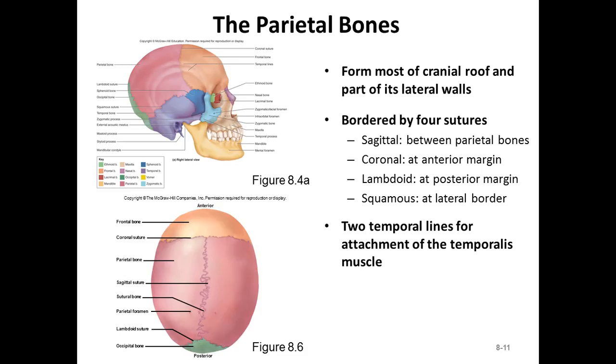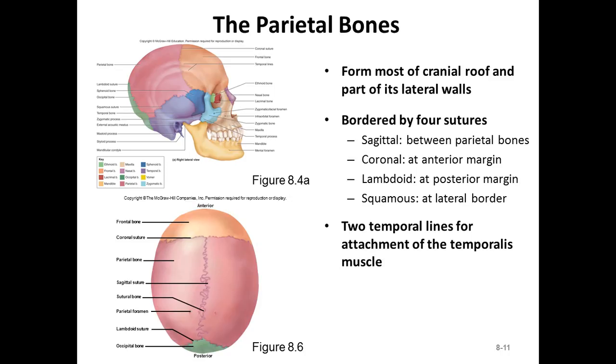Now, the parietal bones form most of the cranial roof. That's the roof, which is the top of your head or the skull, and it kind of goes down to the lateral walls. It kind of connects with your temporal bone, as you can see, which is our purple bone. There are 4 sutures for the parietal bones. Sutures, of course, we know are immovable joints that hold the bones together.